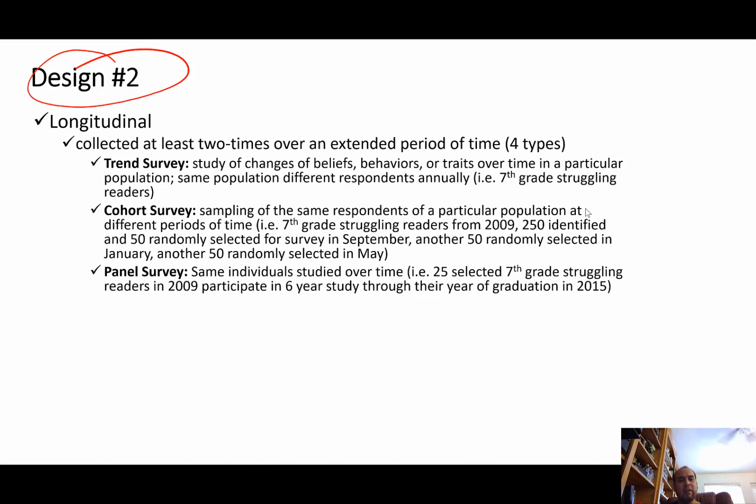Panel survey. This is where you survey the same individuals over time. Again, sticking with this same example, these 25 students that you select that are struggling readers. You survey them in 2009, and you wait all the way until 2015 to find out how they dealt with reading, all the way into college, and how they overcame or did not overcome reading, whether some of them graduated, some of them didn't.